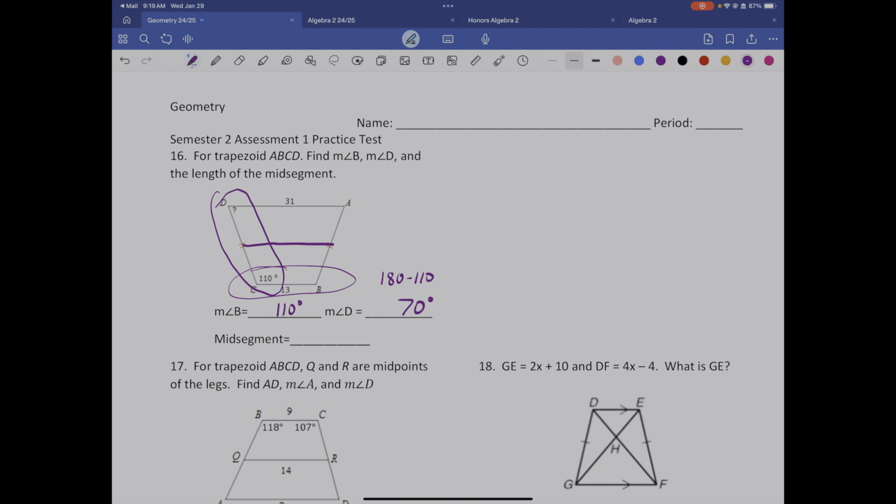To find the mid-segment, remember it's 1/2 of the sum of the two bases. So that's going to be half of 44, which is 22. So there are your 3 solutions for that one.